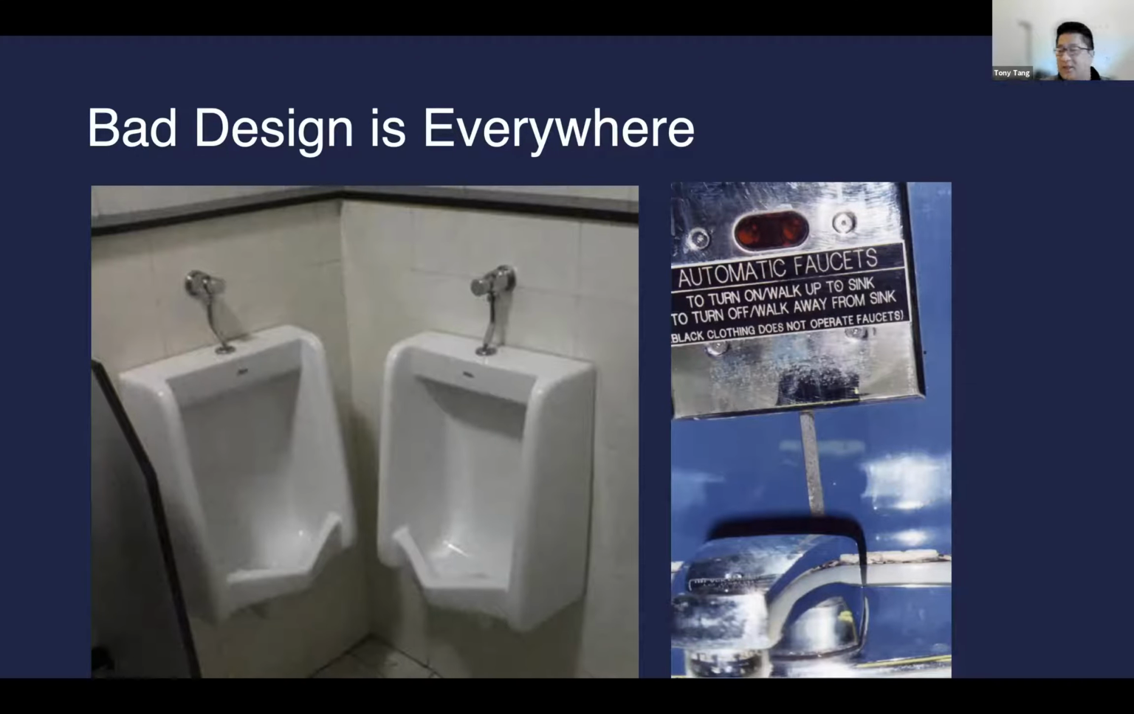The example on the right is also a bathroom example. This is essentially an automatic faucet, and this is a situation where they decided to put up a sign because it wasn't clear how to use this thing, right? So it tells you that it's an automatic faucet. It explains to you that to turn it on, you need to walk up to the sink. And to turn it off, you walk away from the sink. So don't worry, this thing is going to turn itself off. Here's a sign that tries to explain how to use the thing, right? The other thing that's really interesting about this example is that it says black clothing does not operate faucets.